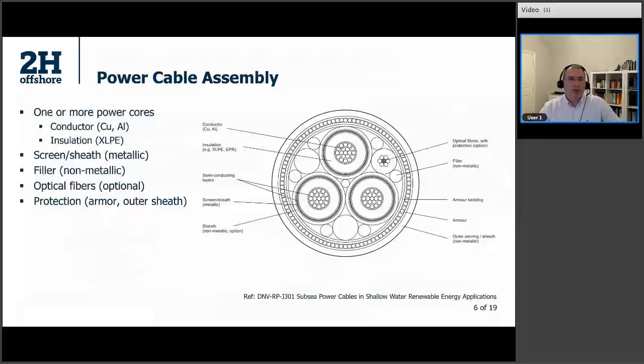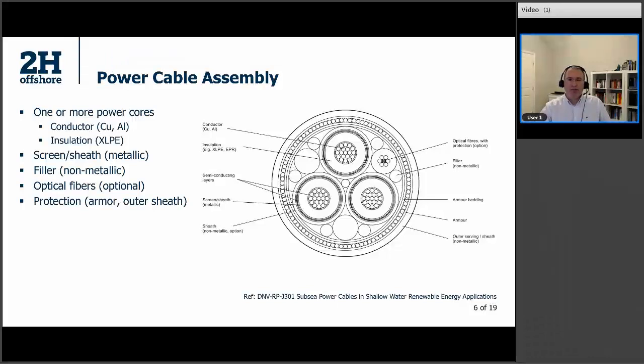Okay, before going into the details, let's take a look at a typical power cable assembly. What does it look like? A typical power cable assembly consists of a number of components, as you can see here. This makes their mechanical and thermal assessments quite complicated.